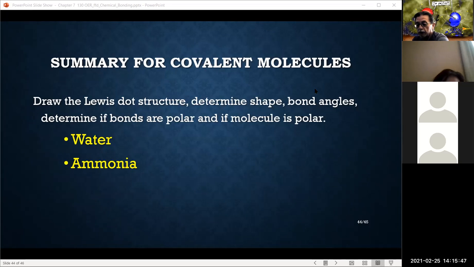All right, so you might want to practice this. We've done water and we've done ammonia, but you might want to go back and determine for yourself whether it is a polar molecule. Determine the bonds, are they polar bonds, okay, to help you out, and go through the whole thing: draw the Lewis dot structure, determine the shape and the bond angles. Determine if the bonds are polar and if the molecule is polar. Okay, run through that scenario. If you have a challenge with it, bring it back to class and we will talk about it.